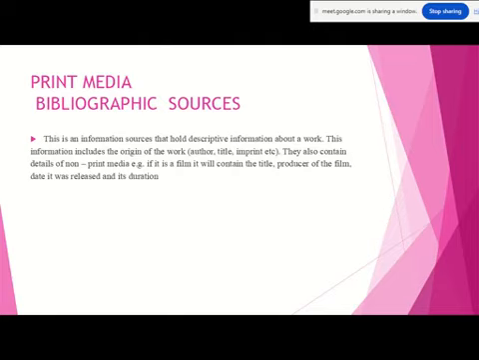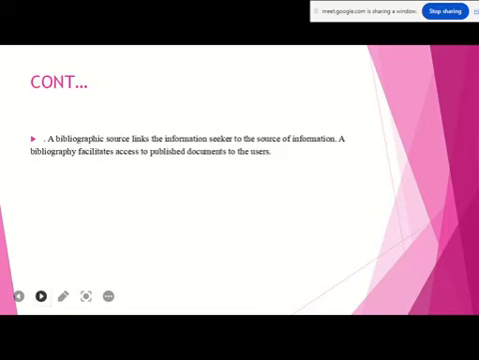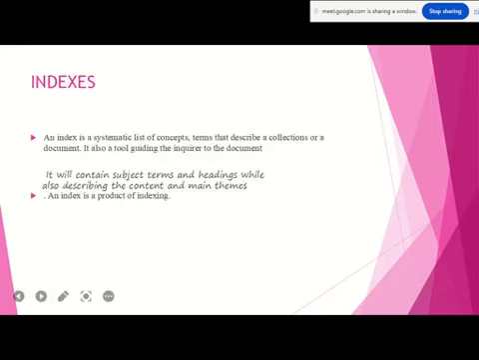Bibliographic sources also contain the details of a non-print media, for example, if it is a film, it will contain the title, producer of the film, date it was released, and its duration. A bibliographic source links the information seeker to the source of information. One thing again that we have to understand is that a bibliography facilitates access to published documents to the users. So that was an overview. I think we had looked at it when we were looking at the abstracts.